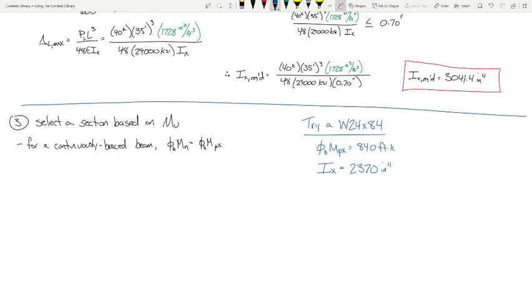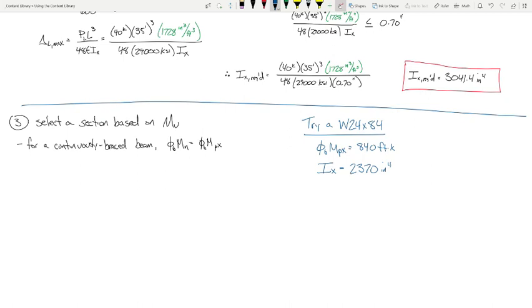Now, what if that was the case? What if instead of 3041, it was 2041? Would this be a fine section? Yeah, it would be, right? Because then the moment of inertia would be greater than what we needed. But that's not the case. So now we require a section of 3041.